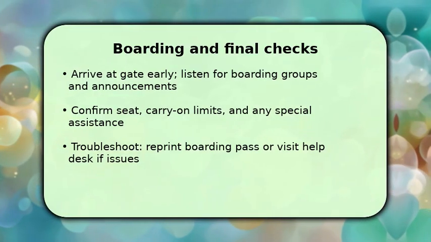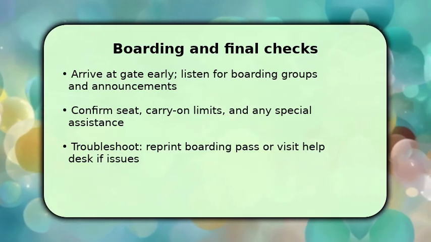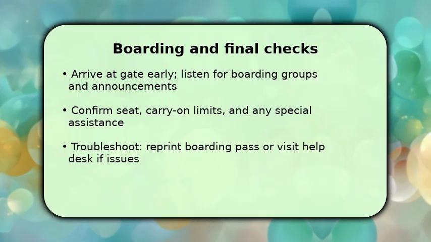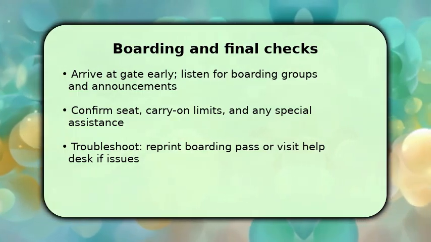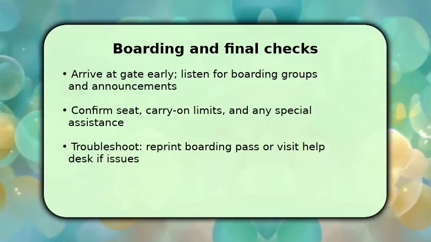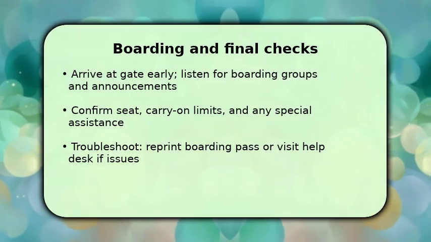Once on board, stow carry-on items in overhead bins or under the seat and confirm your seat number with the crew if there's a mismatch. If a problem occurs, missing boarding pass, phone died, or incorrect name, go to the airline help desk or gate agent immediately. They can reissue passes or resolve reservations so you don't miss the flight.